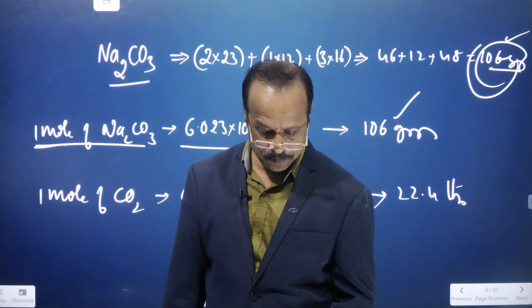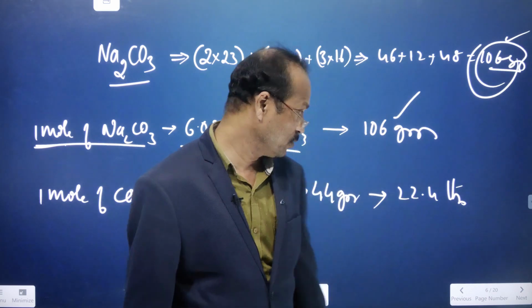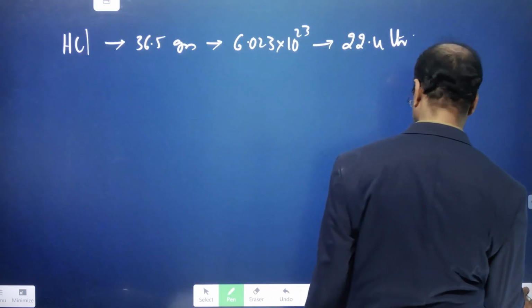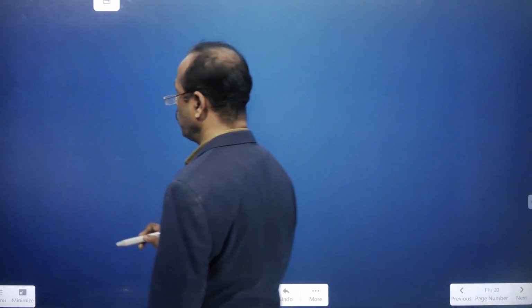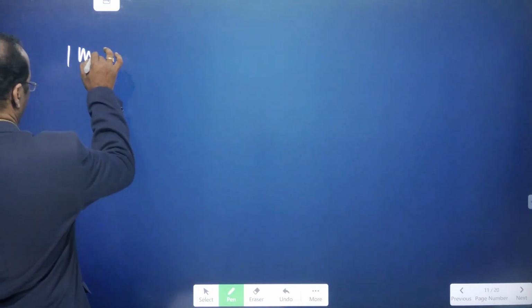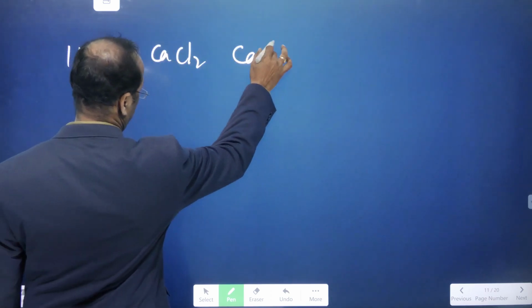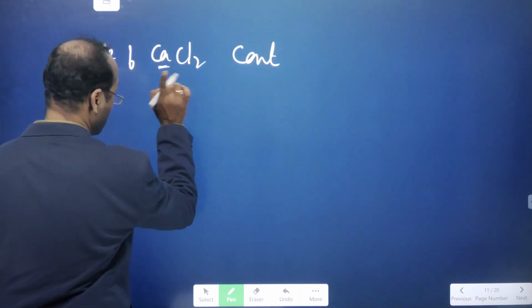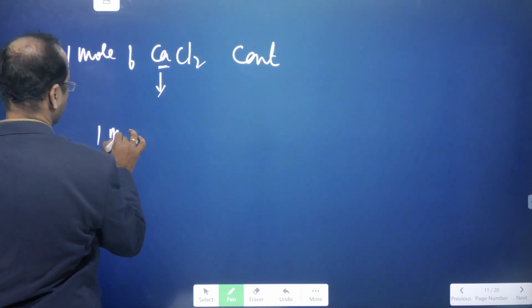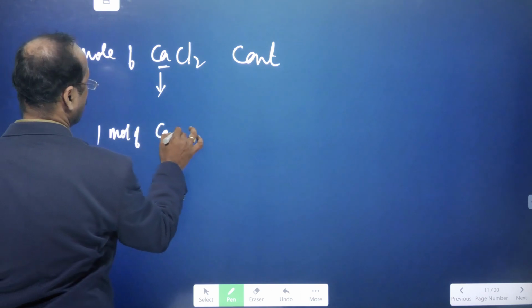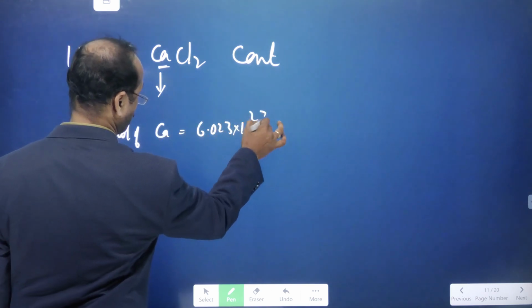Next, 1 mole of calcium chloride contains. See students, this is also very simple. 1 mole of calcium chloride contains, how many calciums are there? 1. So calcium is only 1. So the meaning is 1 mole of calcium. 1 mole of calcium is 6.023 into 10 to the power of 23 calcium atoms.